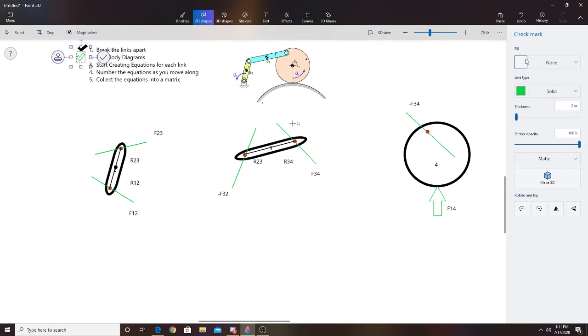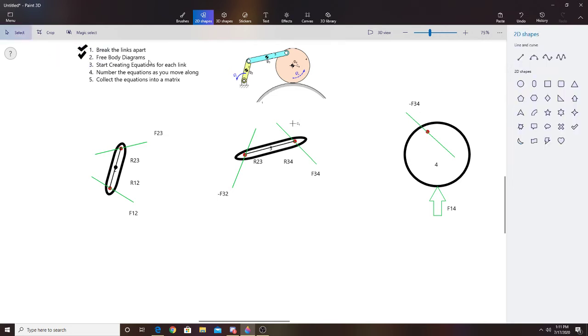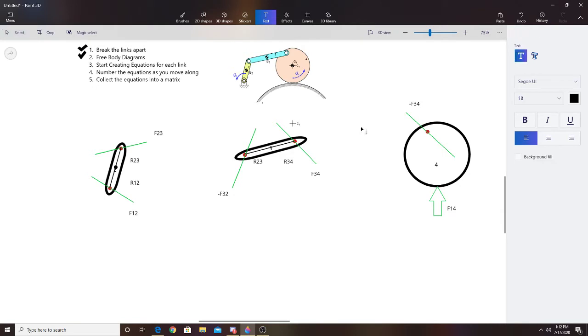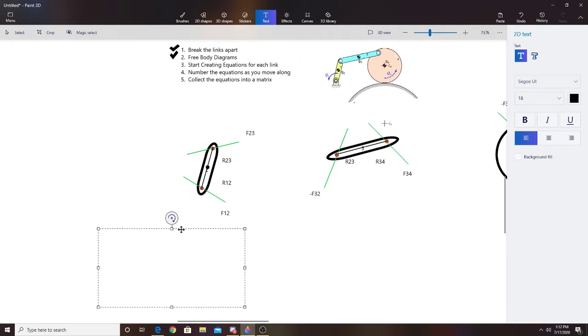We want black, just for consistency and to not annoy me. All right, so now we start creating equations for each link. So like I said, we start out making another text box over here, and we start picking equations from this. So link, let's try that again, link 2 equations.